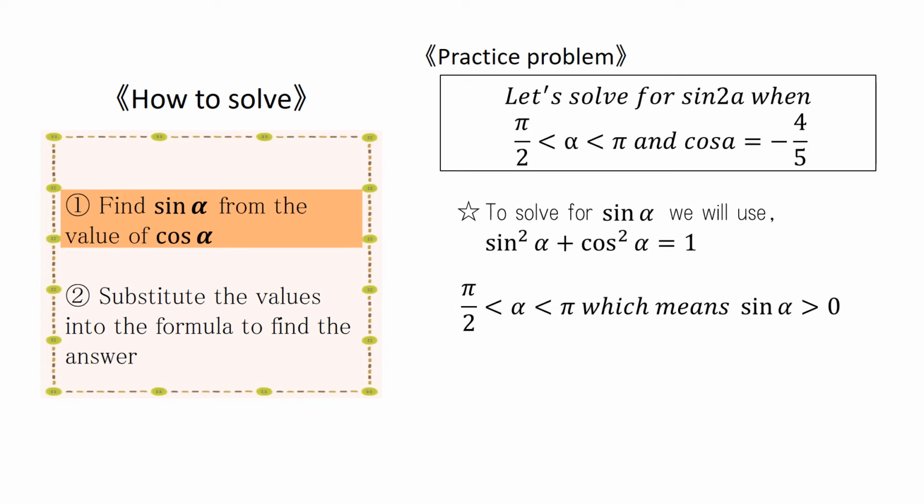Pi over 2 is less than alpha, and alpha is less than pi. Also, sin alpha is greater than 0. From that information, we know that sin alpha equals the square root of 1 minus (negative 4 over 5) squared, which equals 3 over 5.